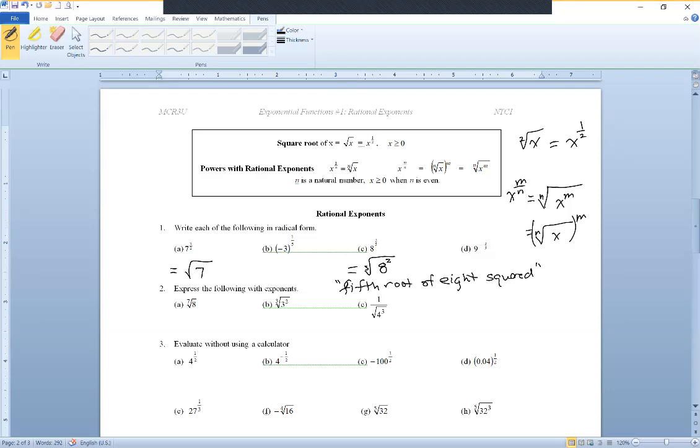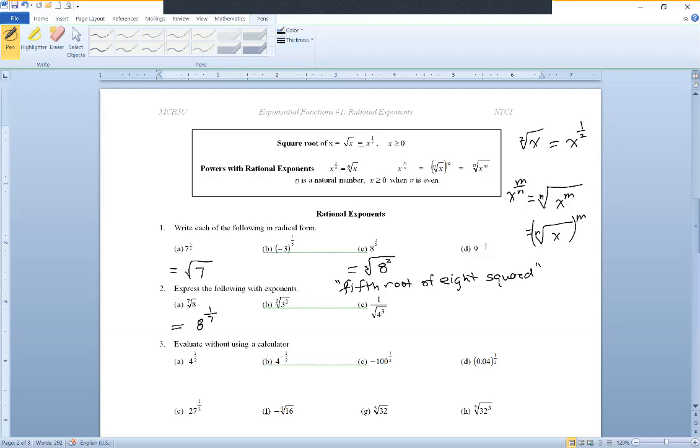Let's try question 2a. Notice this is the 7th root of 8. And how would we write that? Well, again, most of you get the base correct. The base is going to be 8. What's the exponent? Well, that 8 in the question has an exponent of 1. So I think everyone's okay with this. This answer is 8 to the 1/7.